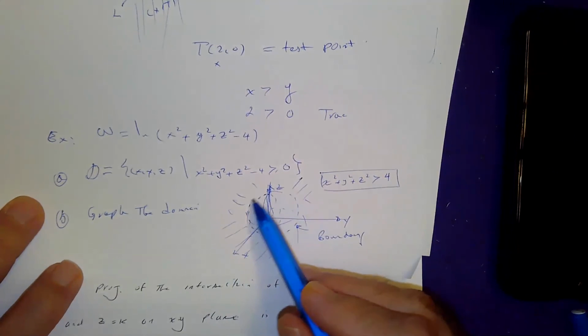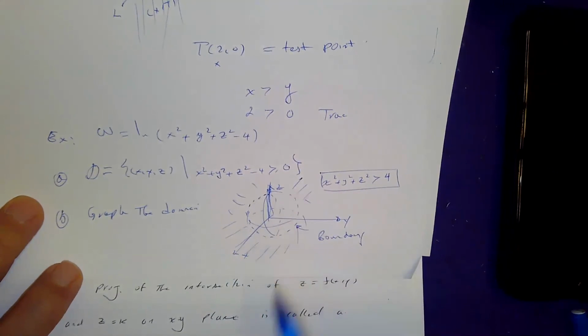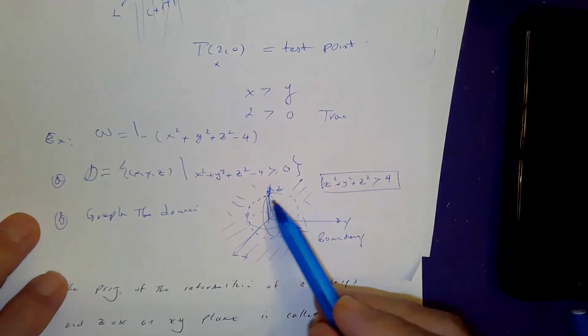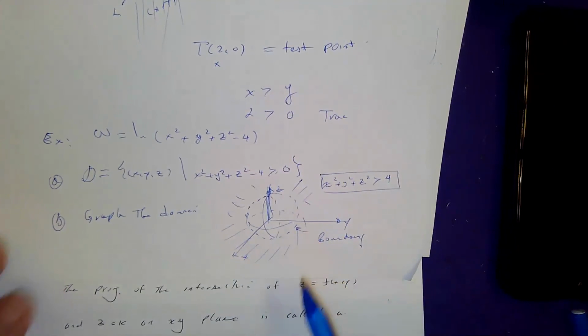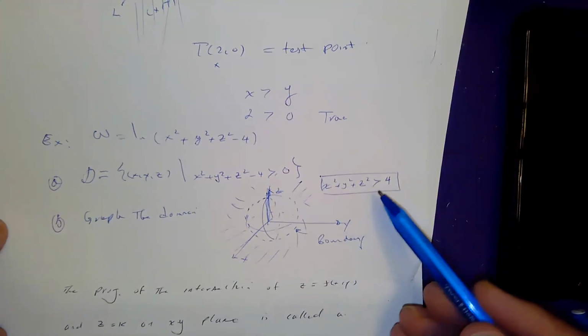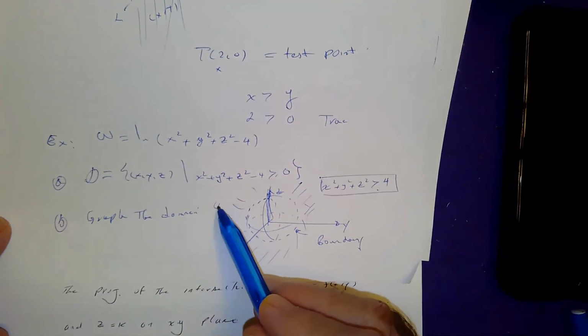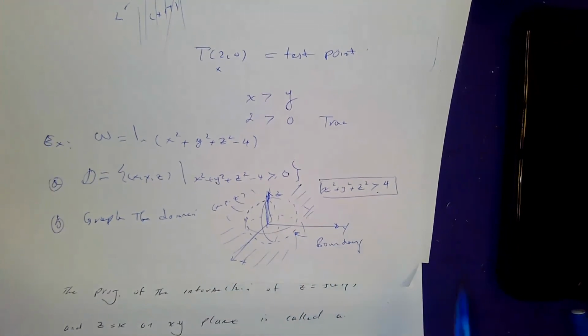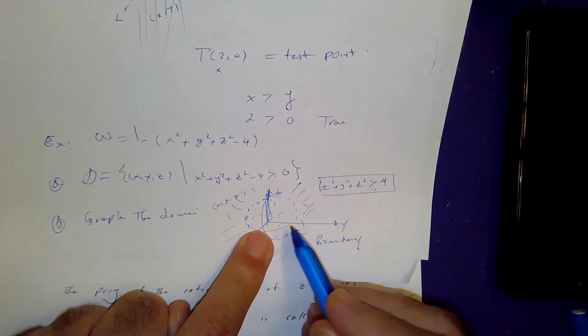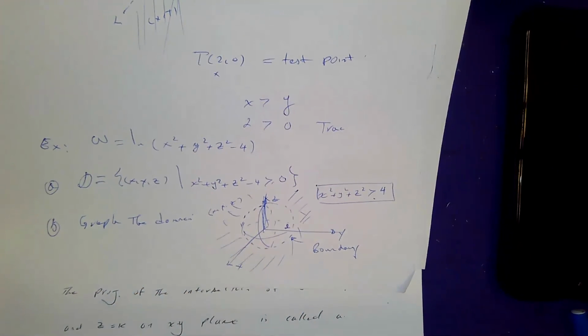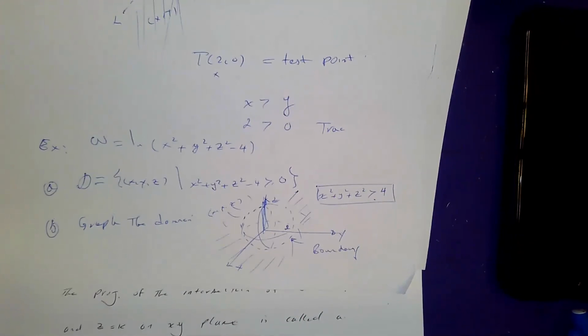So boundary means what? Including the edges. In this case, including the sphere. But we are not, because it's strictly greater. Any ordered triple you select outside of this sphere with radius 2 will do the job. All right, so this is not it. There's more to it, but I thought I'd give you a heads up on what's coming up in chapter 14.